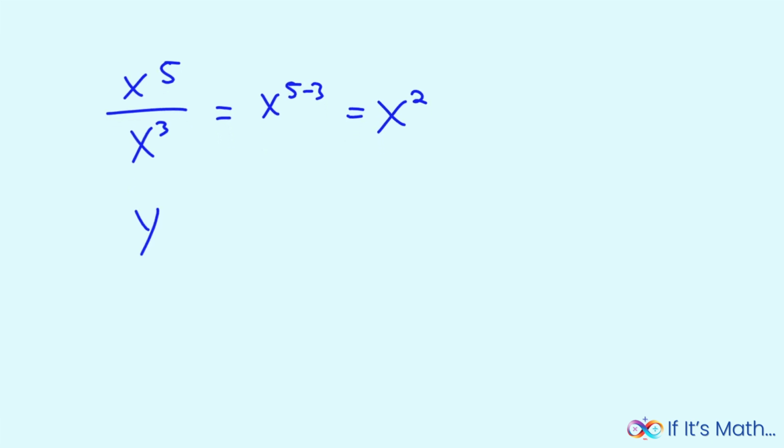If you have x to the fifth divided by x to the third, when you're dividing, you subtract these. So you'd have x to the 5 minus 3, which would leave you with x squared. If you had y to the third divided by y to the fourth, same thing, you subtract them out. So you have y raised to the 3 minus 4. So y to the minus 1.